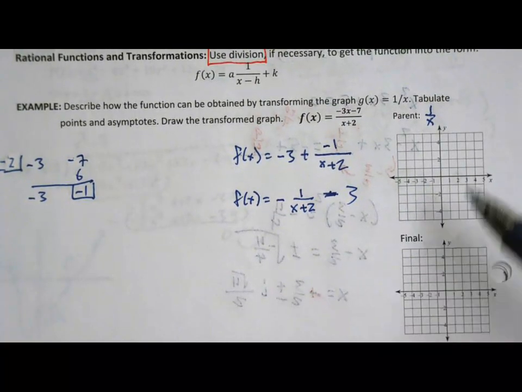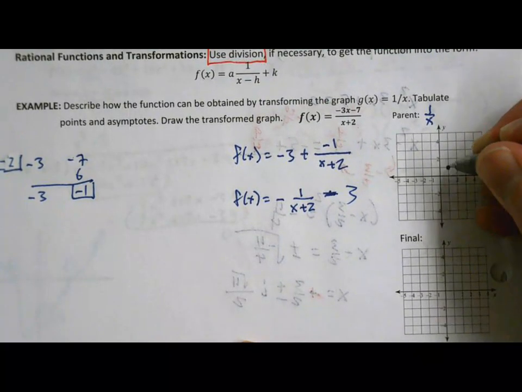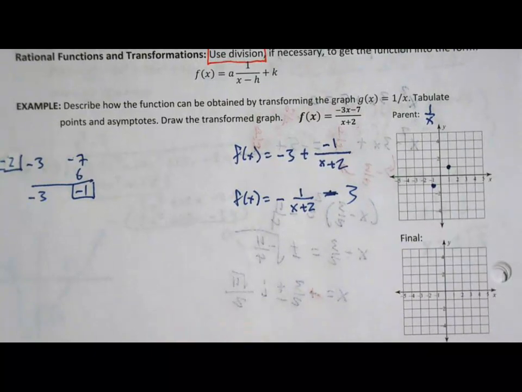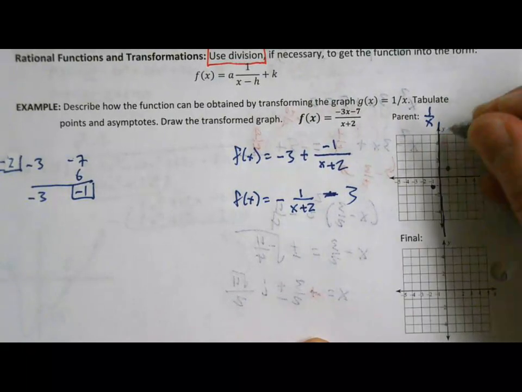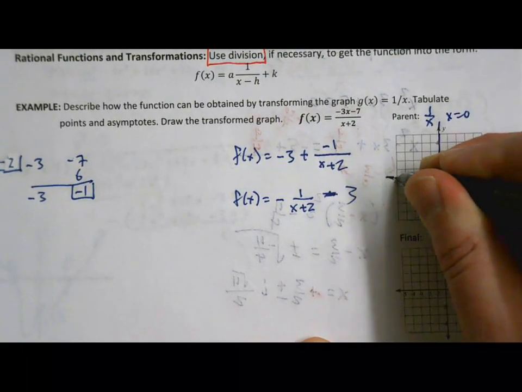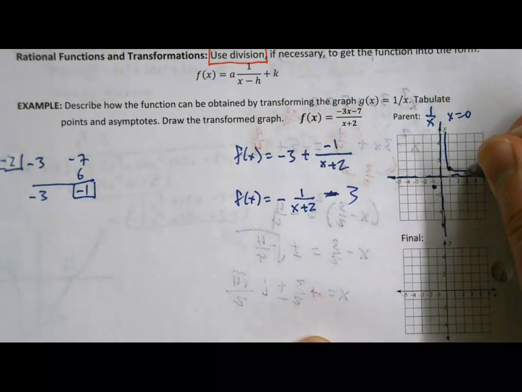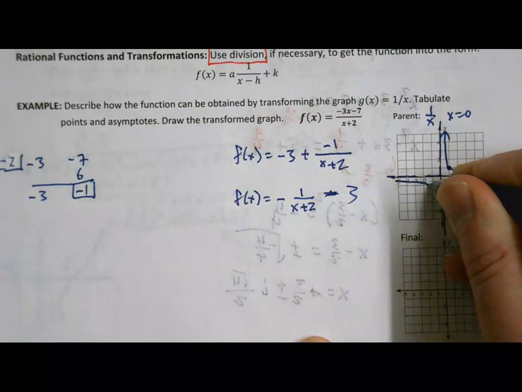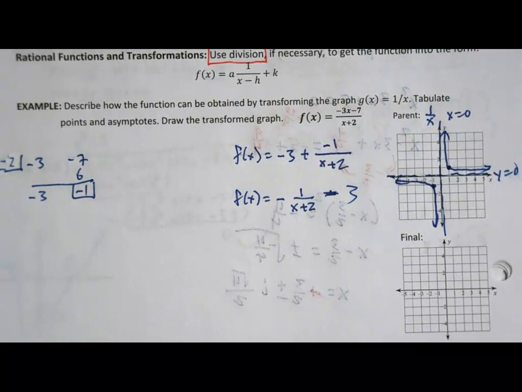Actually, let's graph our parent function first. I need you to know what 1 over x looks like. It goes through the points 1, 1, and negative 1, negative 1. And it has 2 asymptotes, a vertical asymptote at x equals 0 and a horizontal asymptote at y equals 0. Looks like that.